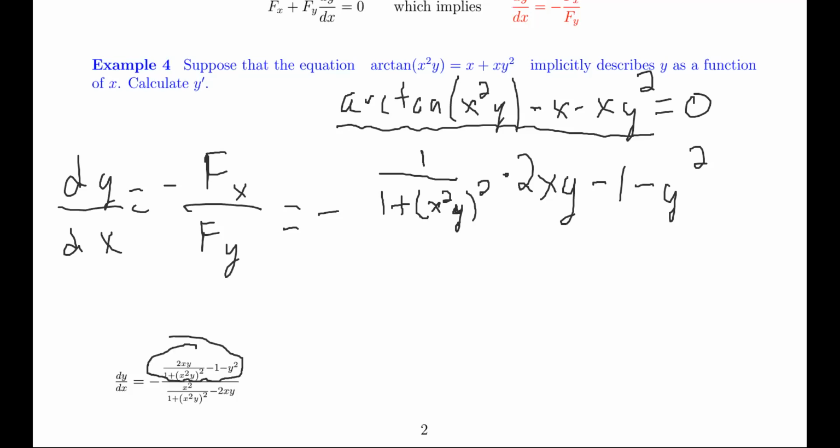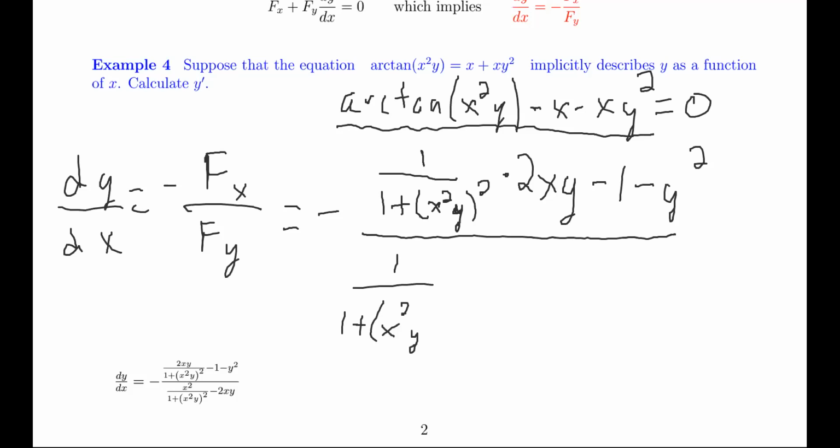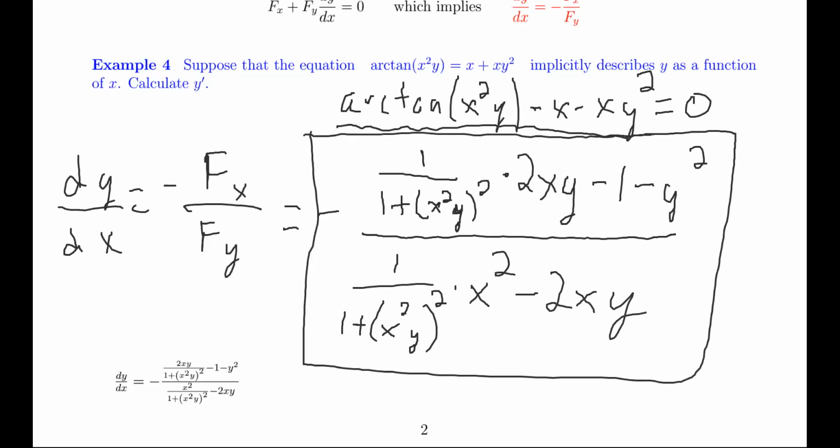And so then we need to divide by the partial of f with respect to y. So let's do that real quick. That is 1 over 1 plus x squared y squared times the partial derivative of x squared y with respect to y, which is just x squared. And then the partial derivative of negative x with respect to y is 0. And the partial derivative of negative xy squared with respect to y is negative 2xy. And so this is our solution.